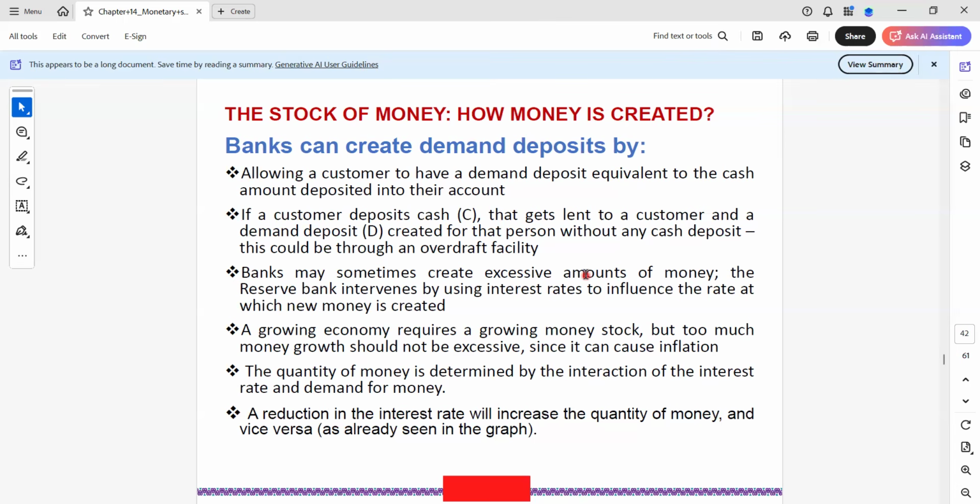A growing economy requires a growing money stock, but too much money growth should not be excessive since it can cause inflation. So just what I said, if there's excess money in circulation, it's going to lead to inflation, because people are going to borrow money from the commercial banks. Then people have more disposable income in their hands. They're going to use that money to purchase goods and services. Then what happens? Let me just draw this diagram.